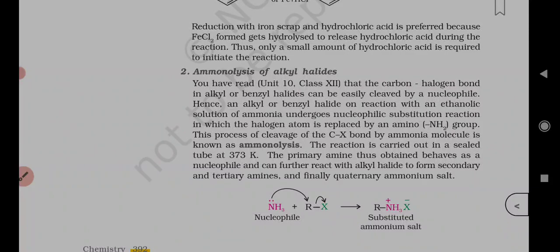The primary amine thus obtained behaves as a nucleophile and can further react with alkyl halide to form secondary and tertiary amines, and finally quaternary ammonium salt.